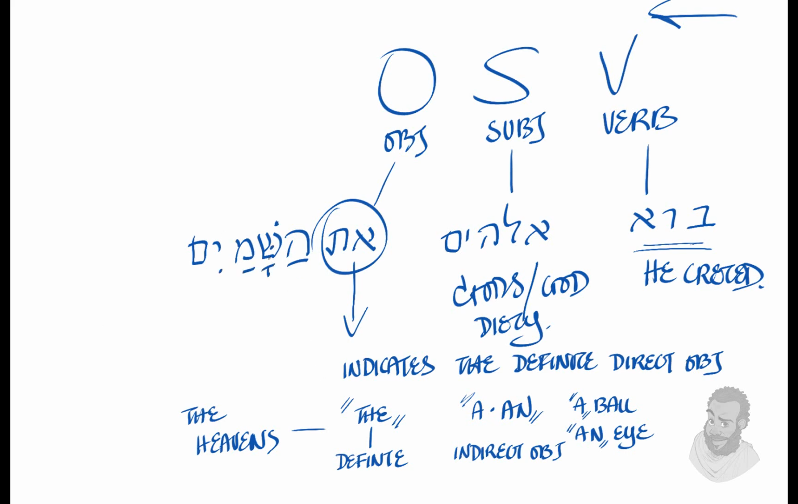Hashamayim. By itself, this would be Shamayim, not Shamayim, but Shamayim. With the Hey Hayadi'ah, this Hey right here, it becomes Hashamayim, okay? So that's what this indicates.